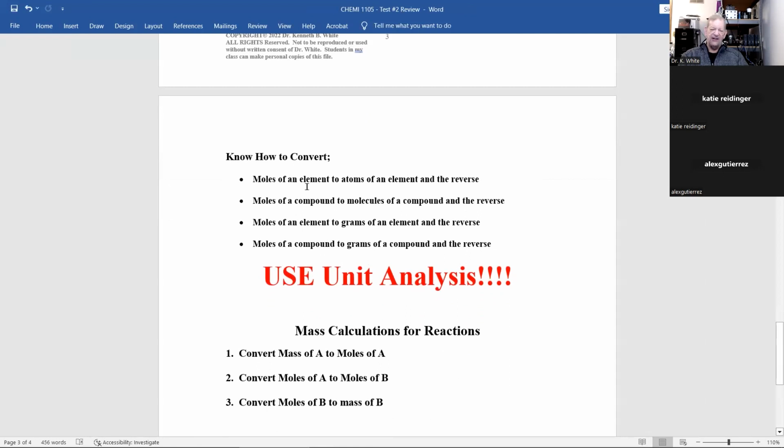You should know how to convert from moles of an element to atoms of an element, and the reverse of that, atoms to moles of an element. You should know how to go from moles of a compound to molecules of a compound, and the reverse of that, from molecules of a compound to moles of a compound. Now, let's take a look at this one right here, because the first 2 are similar.